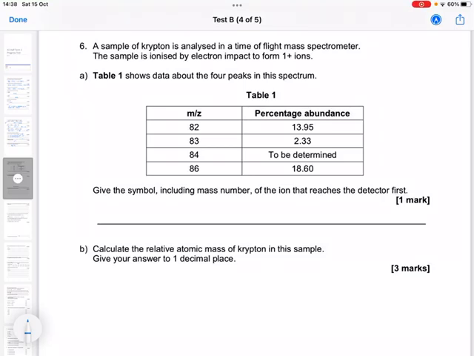A sample of krypton is analysed in a time-of-flight mass spectrometer. The sample is ionised by electron impact to form 1+ ions. Give the symbol, including the mass number of the ion.